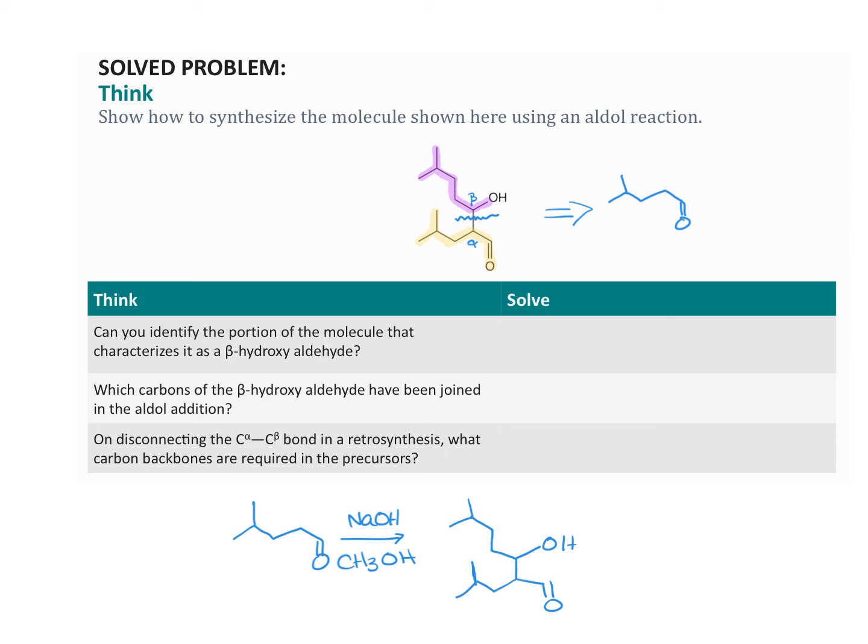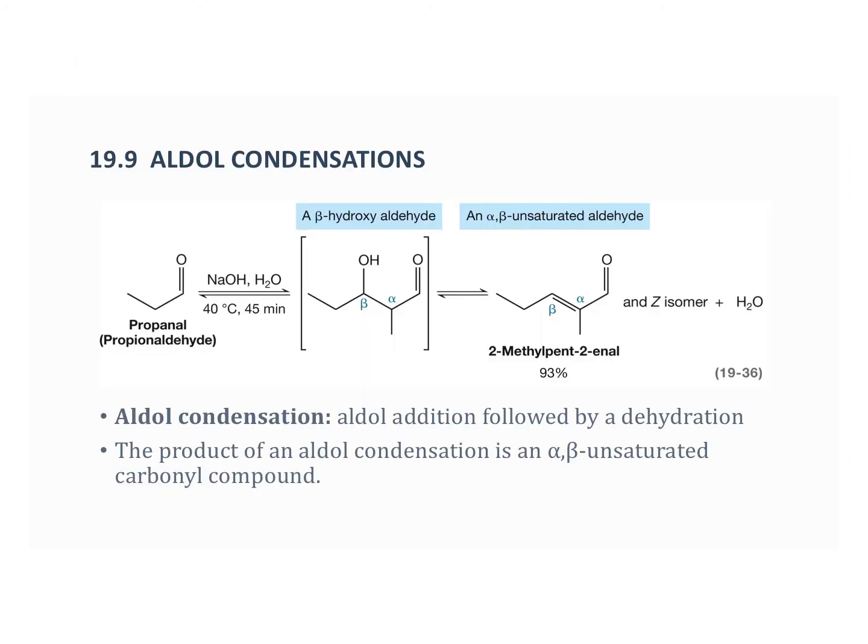Now, when we look at this, you can then take this and you can heat it. And if the reaction is heated, a dehydration occurs. And so an example of this is shown here in equation 19.36. This is taking place under basic conditions, and it's going to produce both the E and Z isomer here of 2-methyl-pent-2-enal.